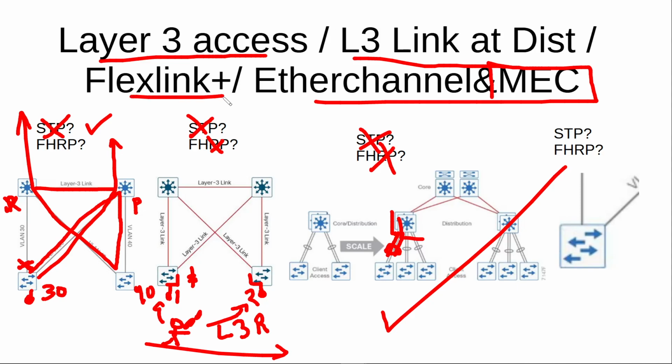You can also use FlexLink Plus, which is a Cisco feature that lets you have an active link and a standby link. In the event of the active link going down, the standby link will take over to move traffic regardless of any protocol.